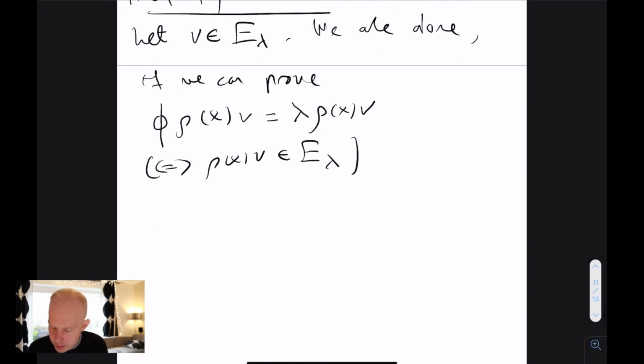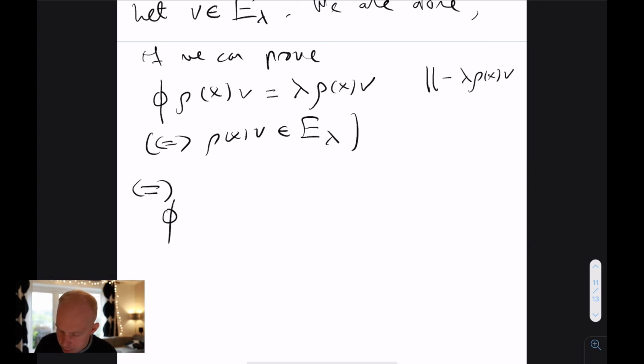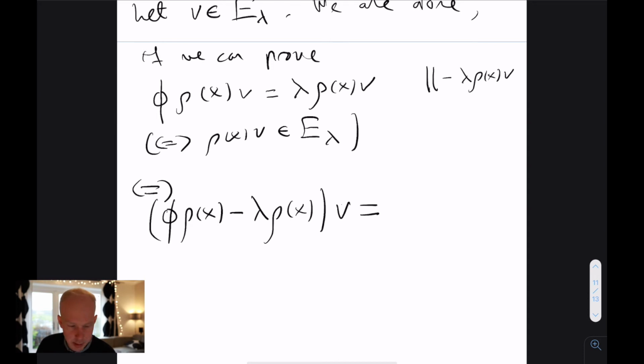So how do we prove this? We can subtract from both sides the lambda rho x v. So this is equivalent to saying that phi rho x minus lambda rho x, if we apply it to v, is equal to 0.